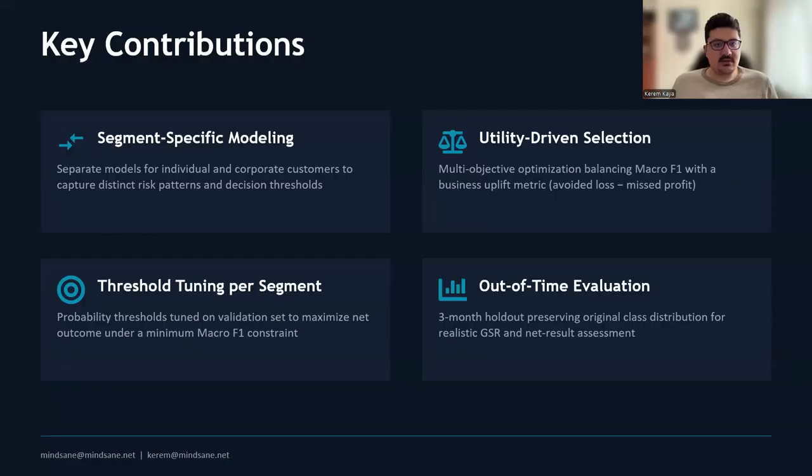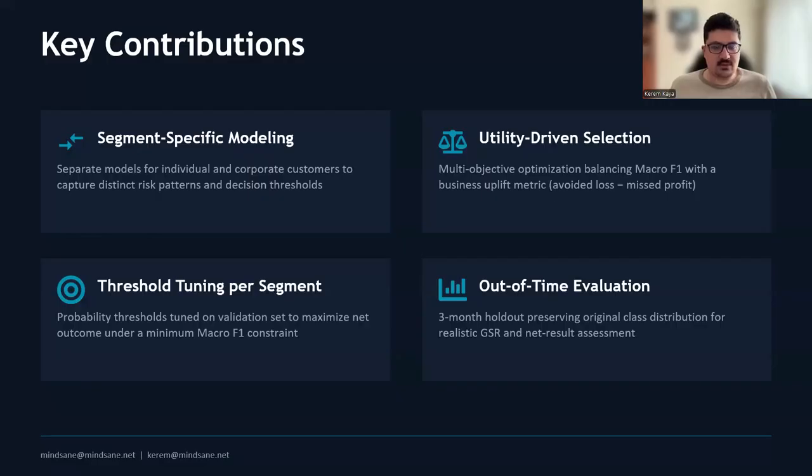In segment-specific modeling, we have separated our dataset into two types of customers, individual and corporate customers. We have done this in order to capture their distinct risk patterns and their decision thresholds. We also have multi-objective optimization, where we balance macro F1 with a business uplift metric, which we calculated with profit and loss rates, avoided loss minus missed profit.